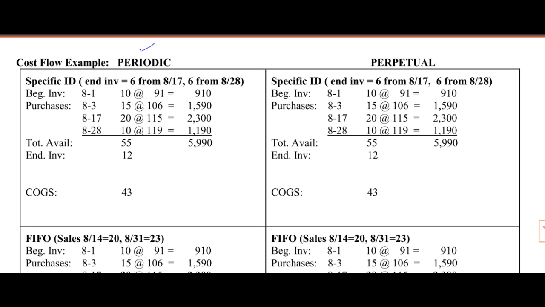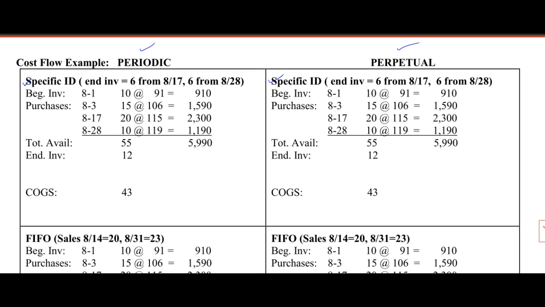Periodic is always going to be in the left-hand column. Perpetual is always going to be right, and we're always going to use the same set of facts. We'll start with specific ID periodic, then do specific ID perpetual, compare a little bit, and move on.